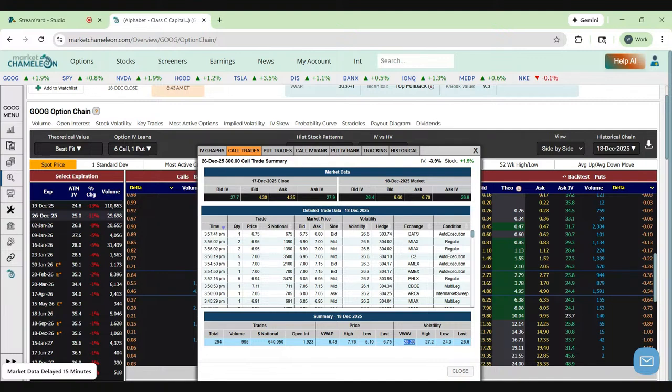Okay, so these are all important granular insights into the trading activity going into a specific option contract. And that time and sales helps us do that type of analysis.